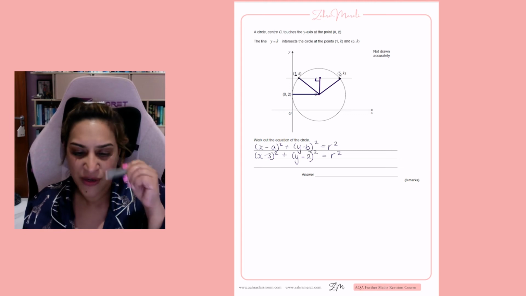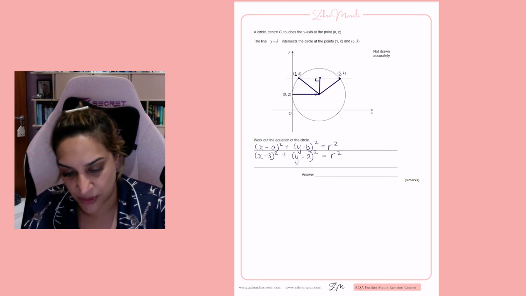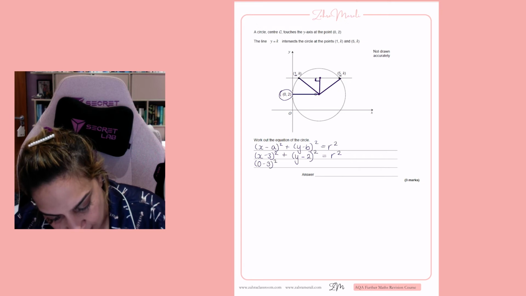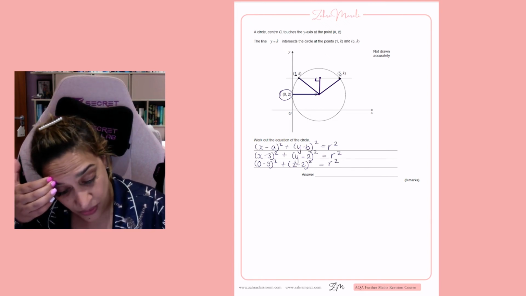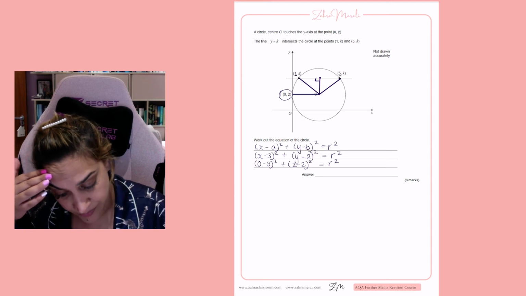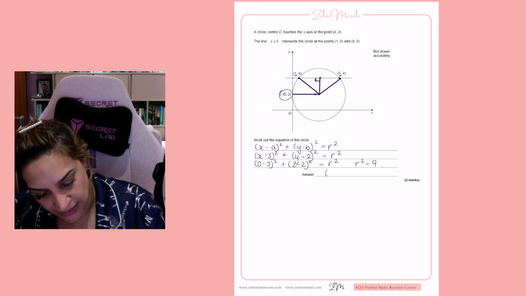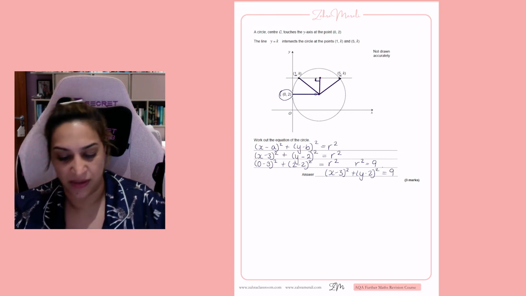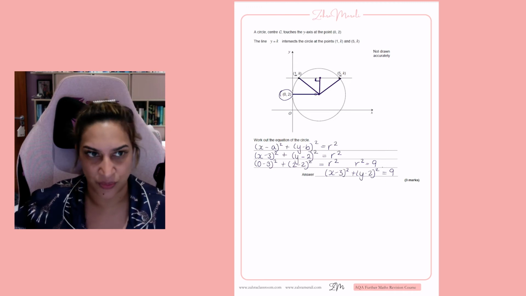And remember, every point along the circle satisfies that equation. So I'm going to substitute this point in. So I'm going to get 0 minus 3 squared plus 2 minus 2 squared equals r squared. So you're going to get r squared equals 9. And so my final equation is going to be x minus 3 squared plus y minus 2 squared equals 9, which I could have seen because I know that the x goes all the way out.